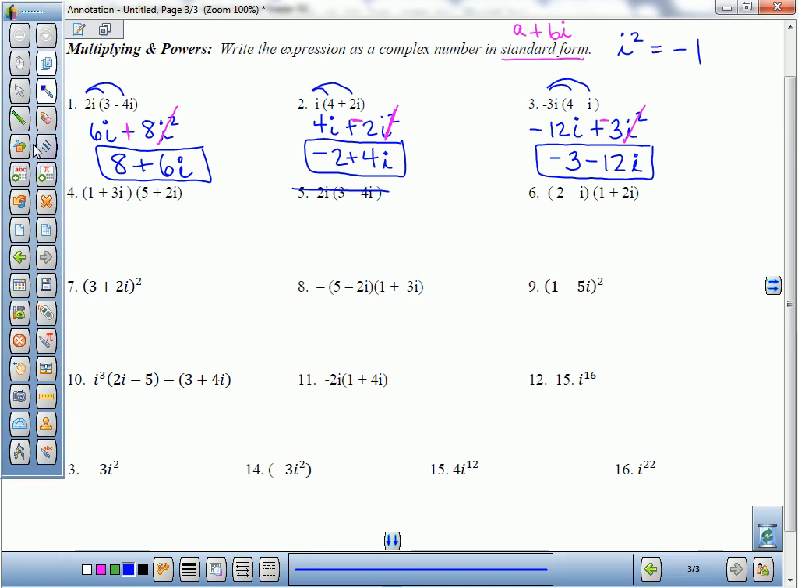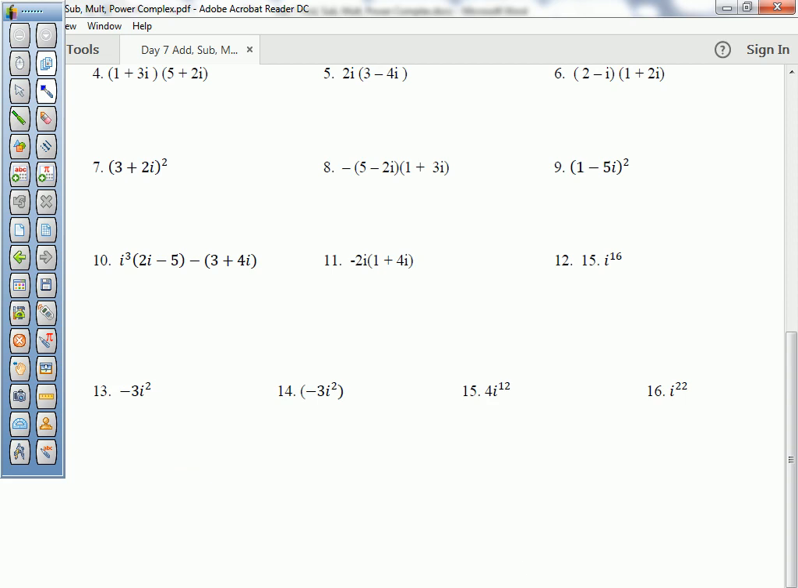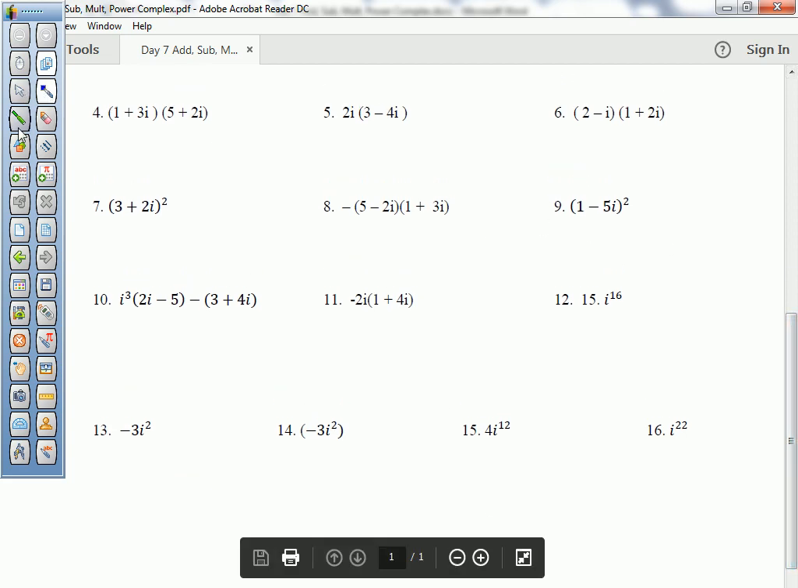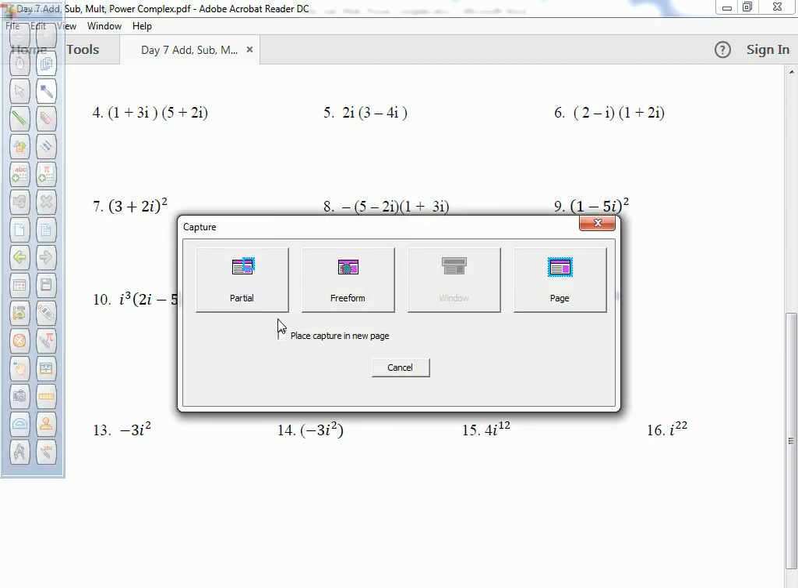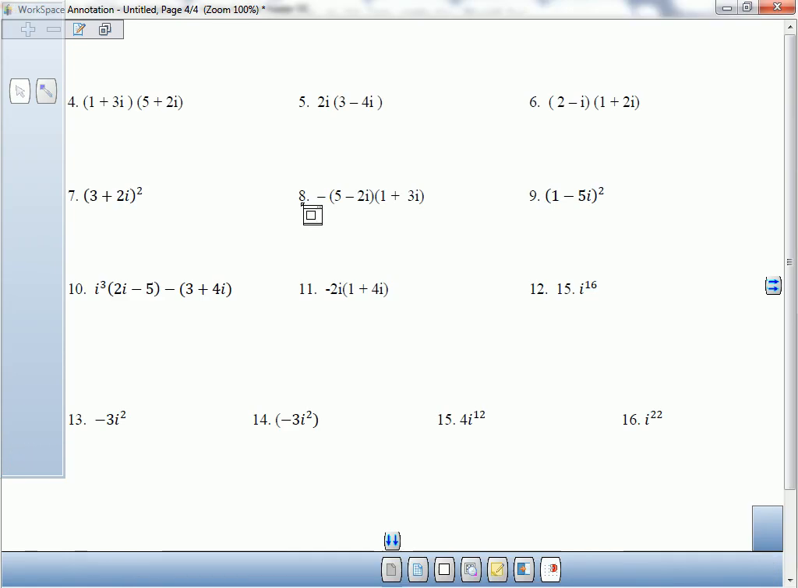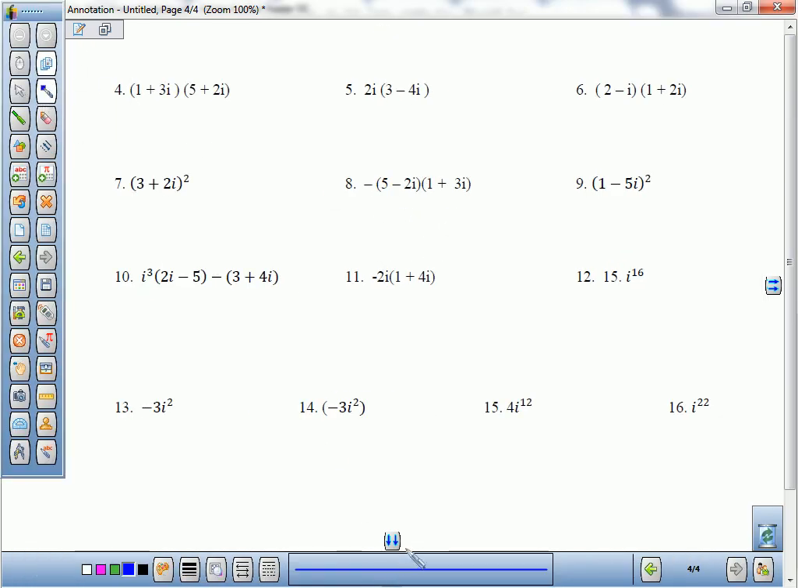Okay, I actually want some more room, so I'm gonna start a new page here. Not this one. There. Hopefully that'll do it.